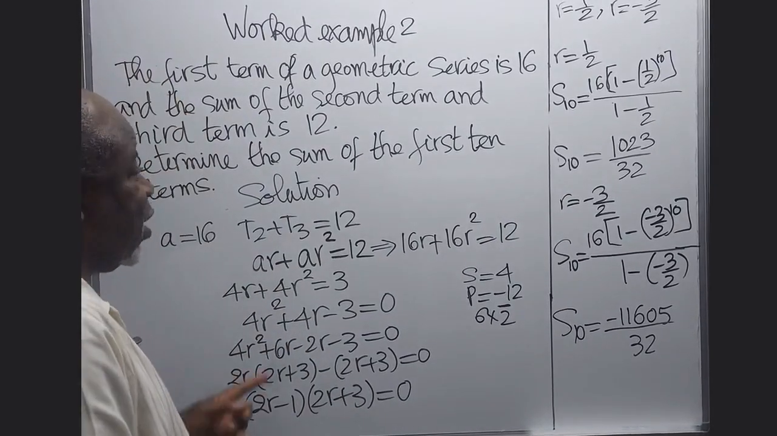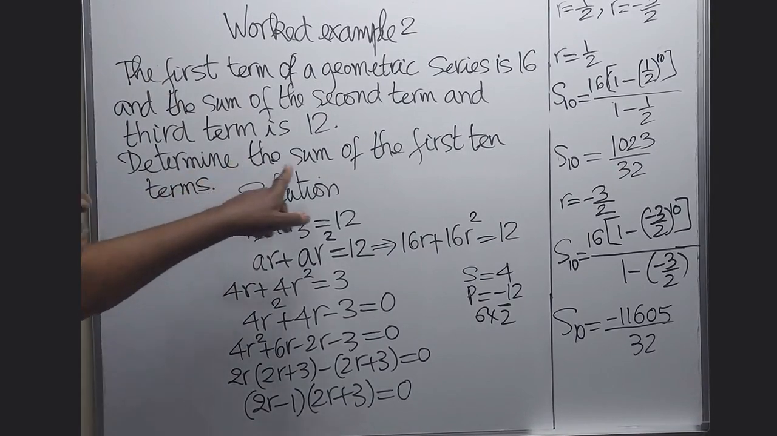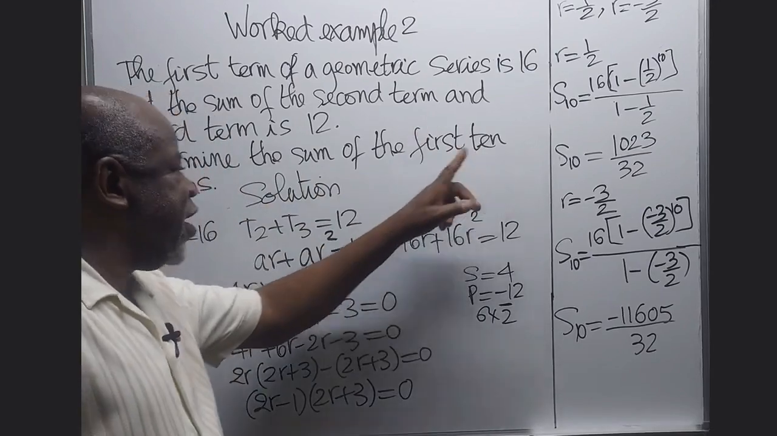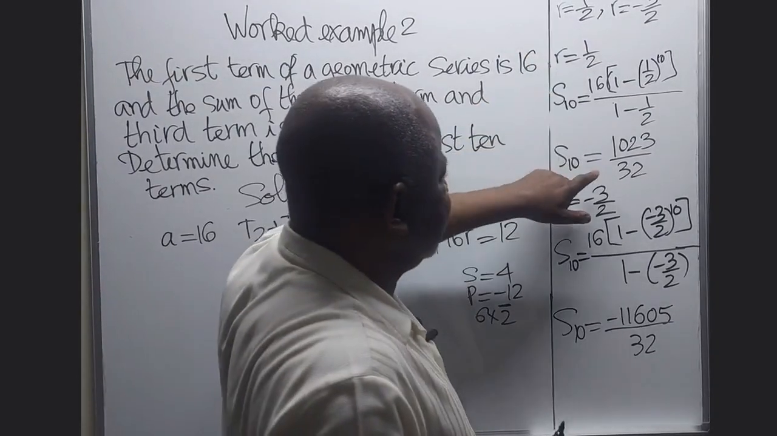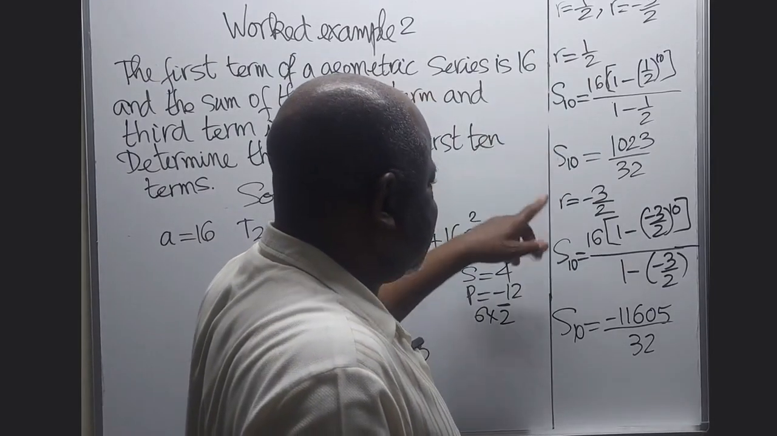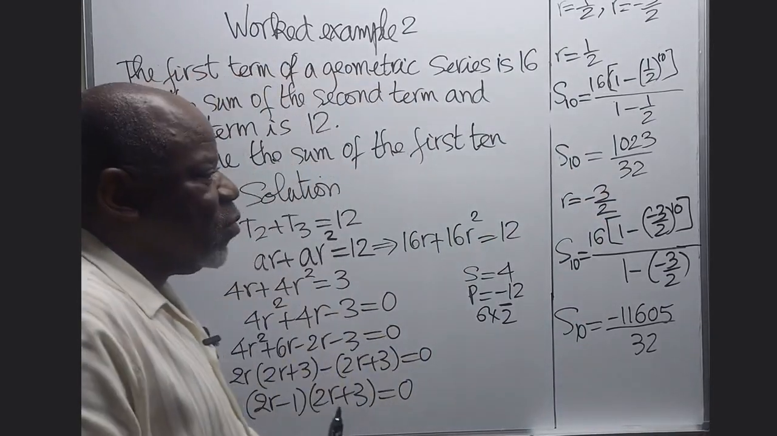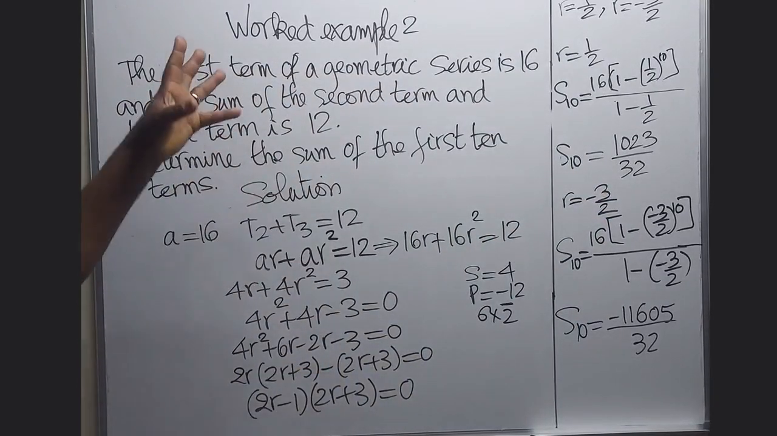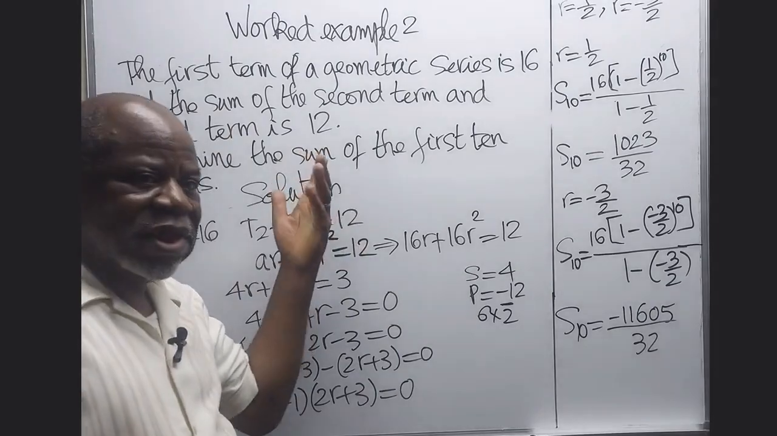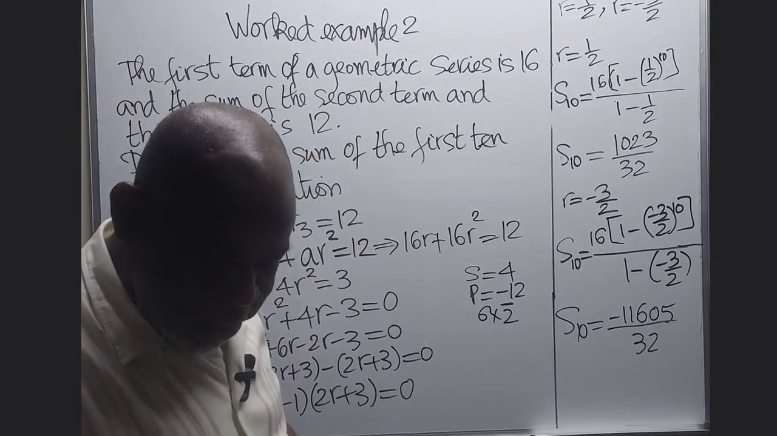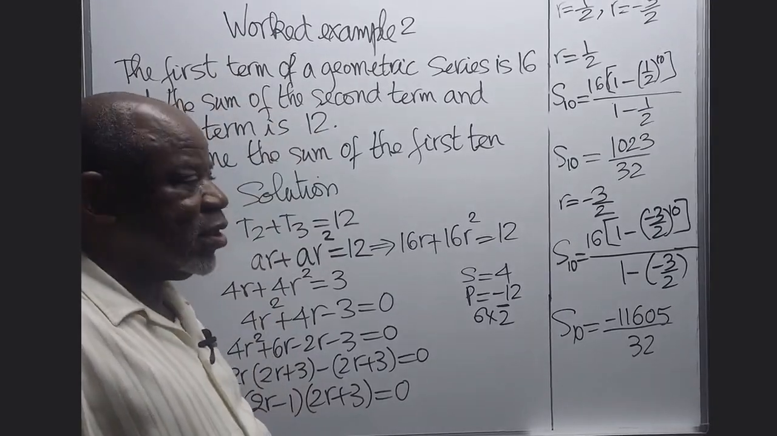So here's worked example number 2. We are done. Determine the sum of the first 10 terms. For the common ratio 1 over 2, this is the sum. And for the common ratio negative 3 over 2, this is the sum. We have practically covered 2 worked examples. Now we're going to take an exercise for the next practice. Let me clean the board and then we're going to go to the next exercise.